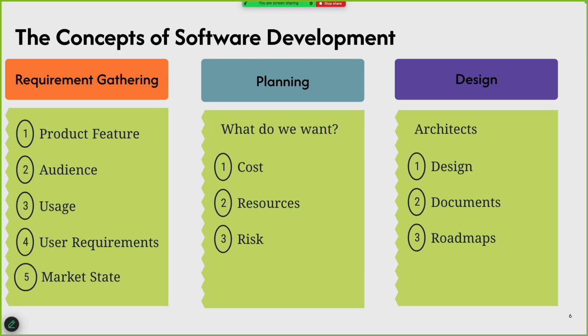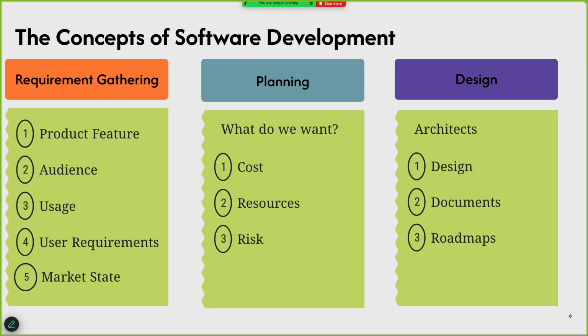So what Sumant will do is he will go and gather the requirement. The requirement includes what features need to be added, who is the audience for that, who are going to use it, what is the usage, what is the user requirement, and what is the market state. So Sumant's team will go and understand what is the requirement from the customer.